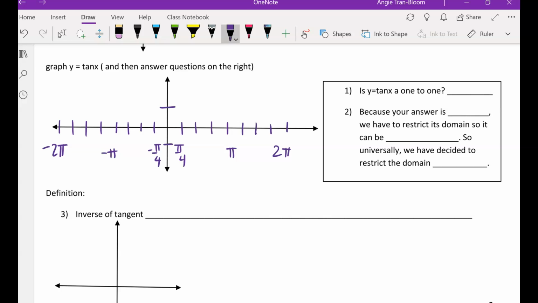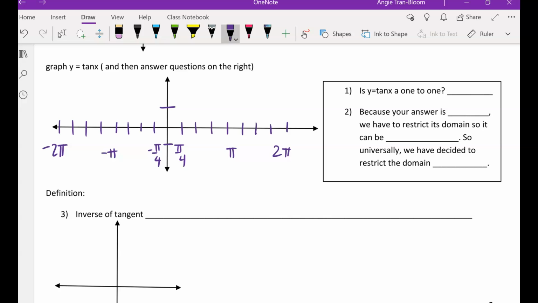All right. Each tick mark on here is worth how much? A quarter, right? Pi over 4, right? Because what's the period for tangent and cotangent? Just pi. So if we go from negative 2 pi to 2 pi, it's going to be twice the amount of periods. So here we go.